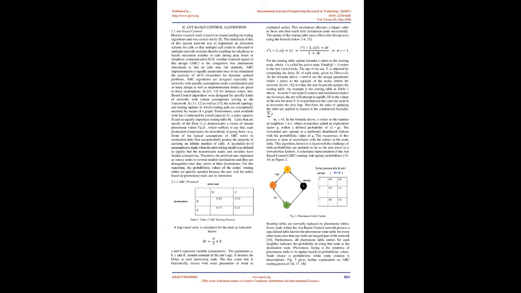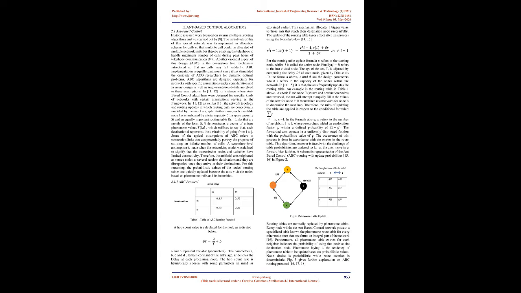Furthermore, each available node i is indicated by a total capacity, a spare capacity Si, and an equally important routing table R. Links, mostly of the form (i, j), demonstrate a vector of unique pheromone values, which suffices to say that each destination D represents the desirability of going from i to j.